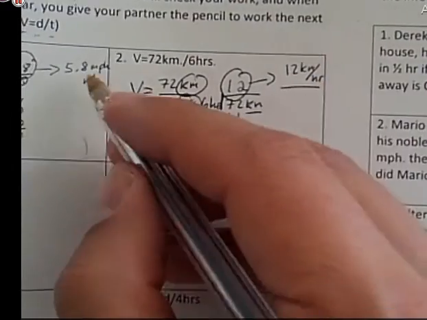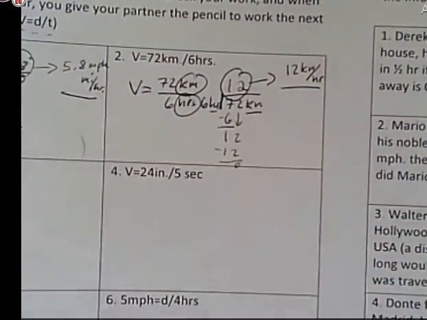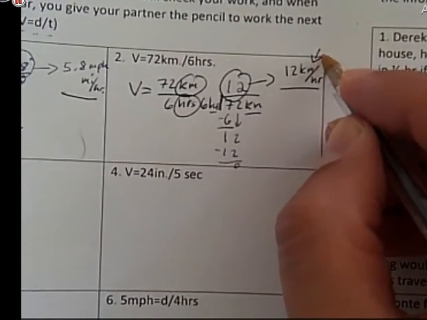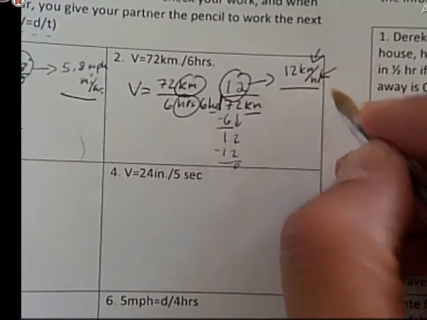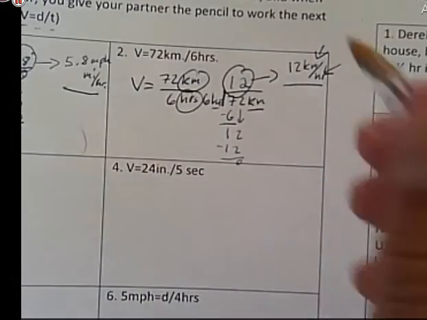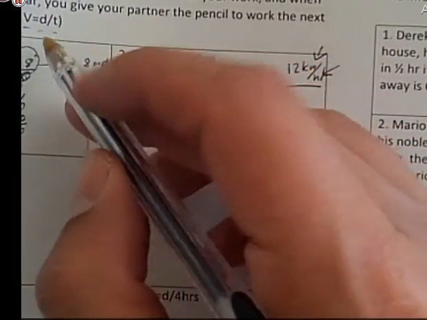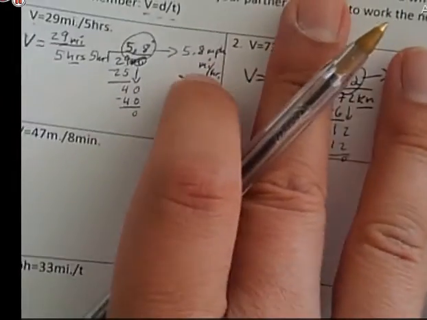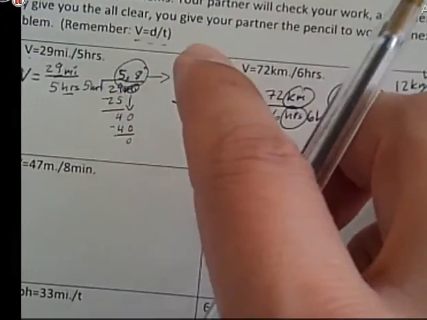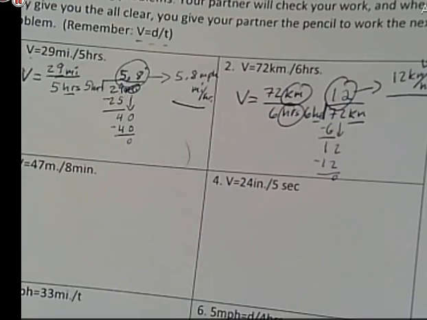And that is how you will designate your answers for these problems. Remember, you need to include the distance and the time when showing your answers. V is for average speed, D is for distance, T is for time. That is how you solve the average speed problems.